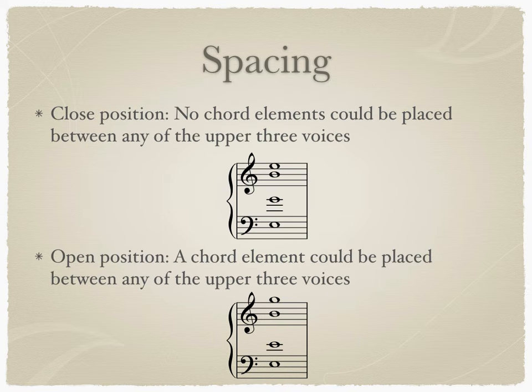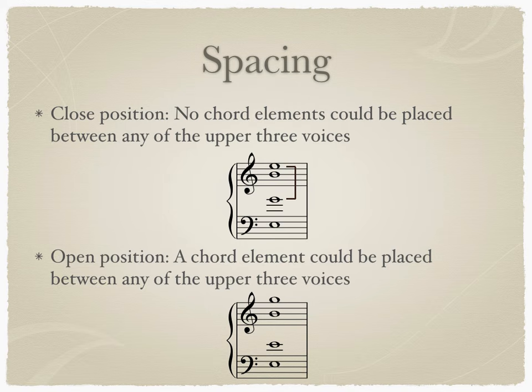When writing chords, we distinguish between two forms of spacing that concern the top three voices. In closed position, no chord element could be placed between any of the upper three voices. That is, in this example, all the chord tones in the E minor triad are so close that no other tone could fit between them. So G, B, E is close spacing position.